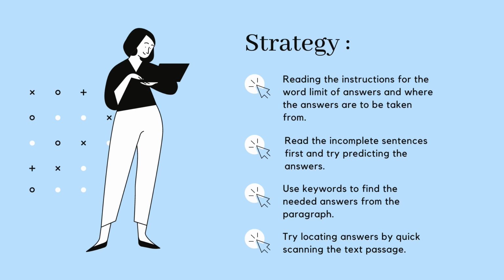Read the incomplete sentences first. Think about what word form can be best used and try to predict the answers first. Also, think about the key words and how they could be represented by synonyms and paraphrasing in the sentence. Locate where the information is by scanning and skimming the text fast. If you can't locate the answer quickly, move on.